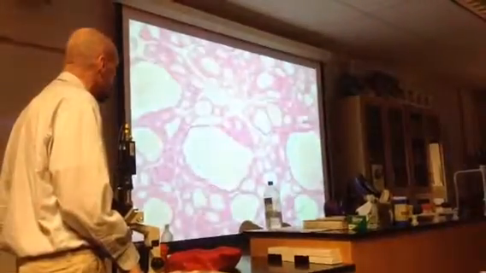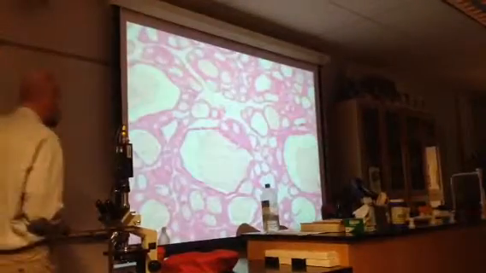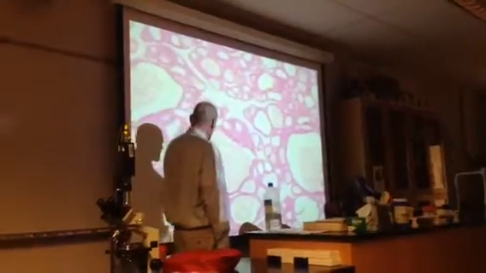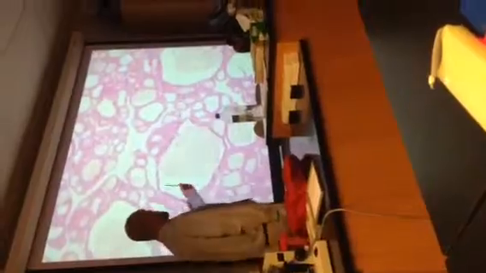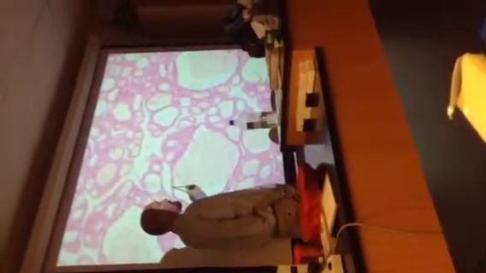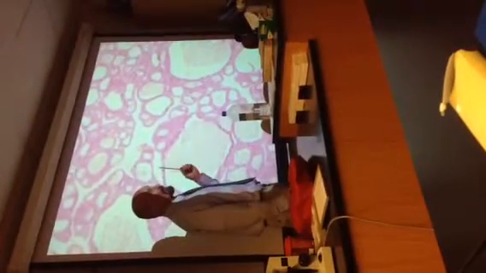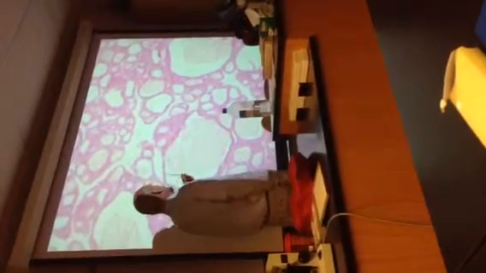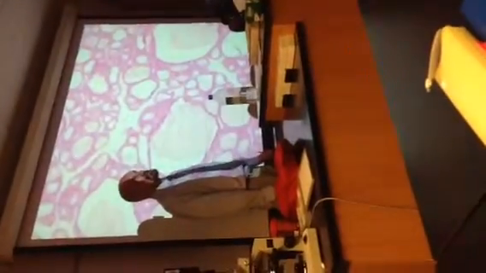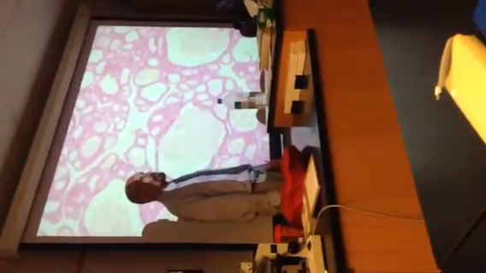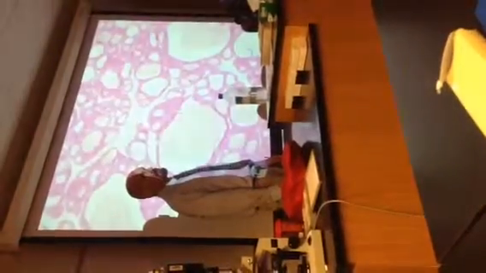This is a pretty good one right here. What is this right here? This whole thing is a thyroid follicle. What kind of cell is that? Follicular cell. Thyroid follicle, a follicular cell. What hormones do follicular cells secrete? T3 and T4. Thyroid hormones.